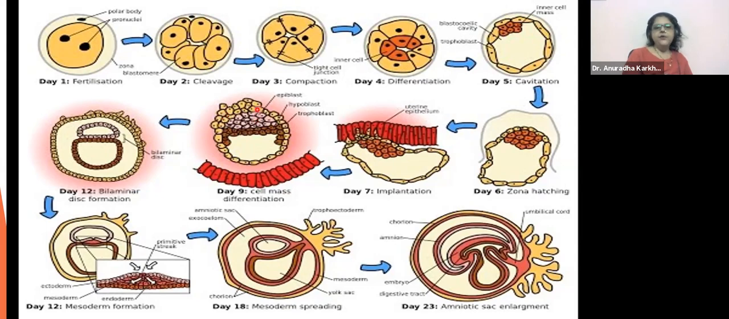Correct? Now here you can see epiblast, hypoblast. These are going to be your hypoblast. This is going to be your epiblast. Ultimately, what will happen? Epiblast will make the ectoderm and hypoblast will make the mesoderm, endoderm. So these two together will be called bilaminar disc formation. Okay. Then what is happening?